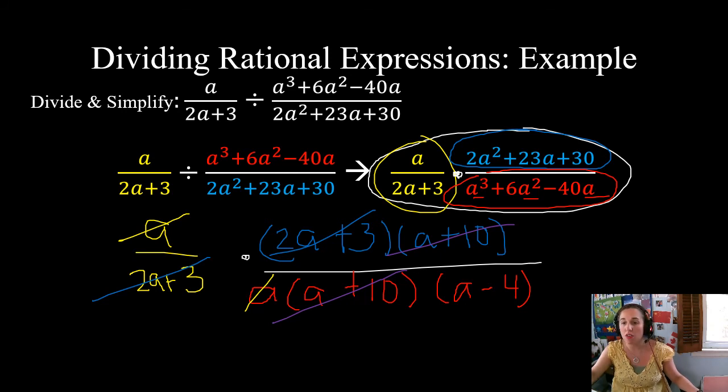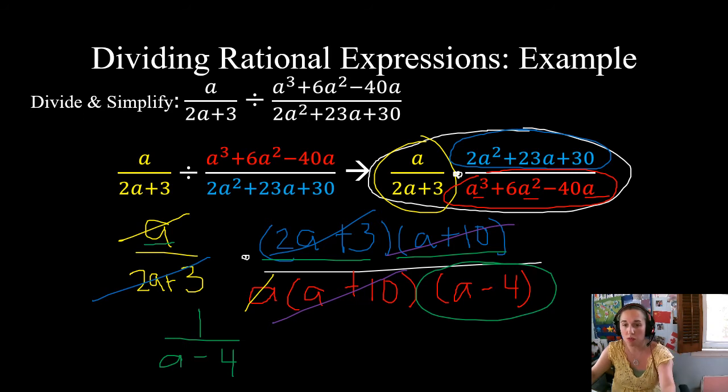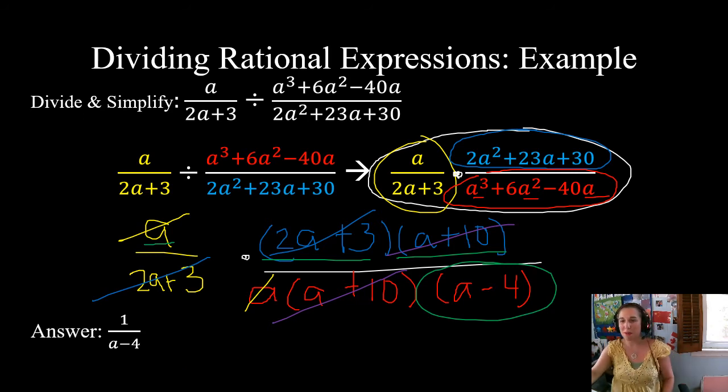And here's the thing, you guys. I am literally left with nothing in the numerator. I canceled all of these factors in the numerator out. That doesn't mean you put a 0 there. That means everything canceled out to 1. So a 1 is now going to go in my numerator. In my denominator, I was left with an a minus 4. So the answer to this is 1 over a minus 4, which I actually think I have written a lot more nicely here. Yeah, 1 over a minus 4.